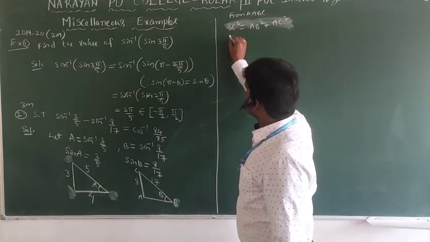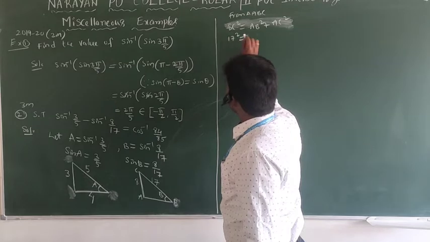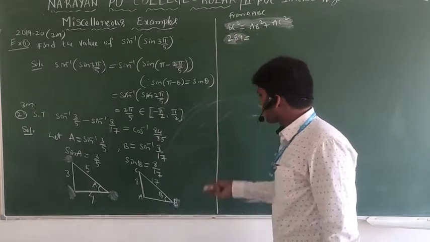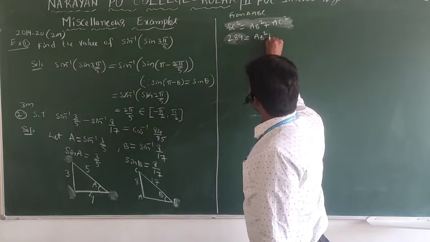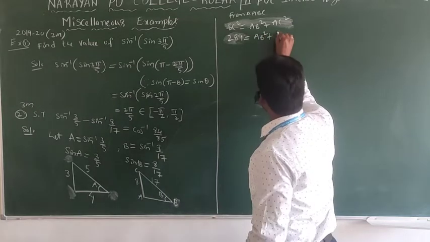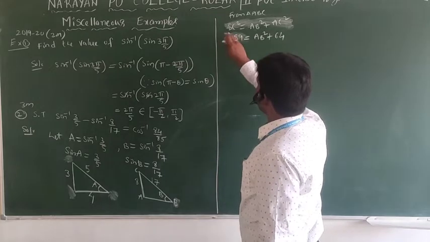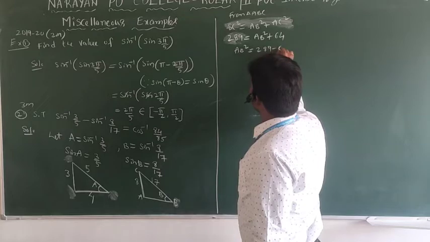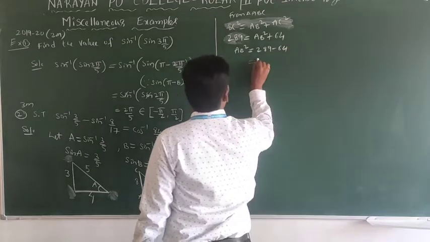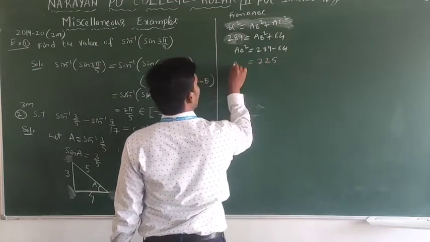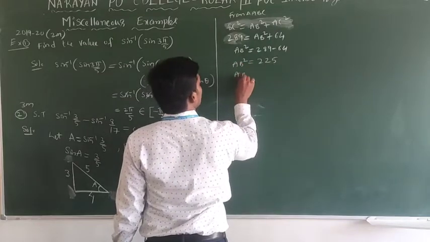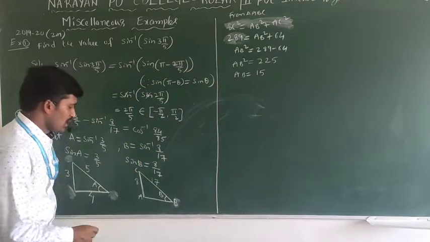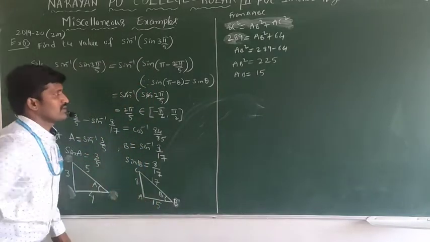Now BC is 17, 17 square directly you can write 289. AB square we don't know, we need to find out. AC square, 8 square is 64. Take the 64 this side. Now AB square equals 289 minus 64. How much will we get? 225. Now take the square this side as a square root. Root of 225 is clearly how much? 15. Now we got the adjacent value 15.